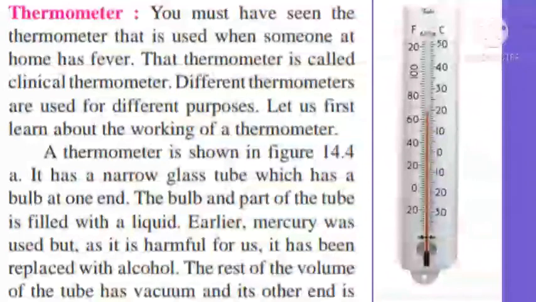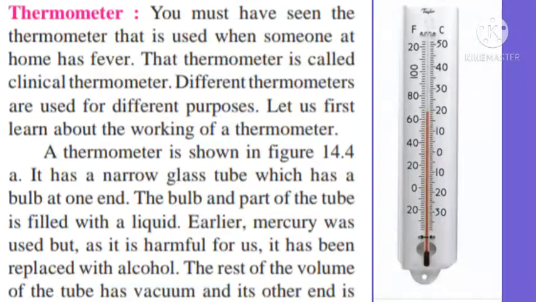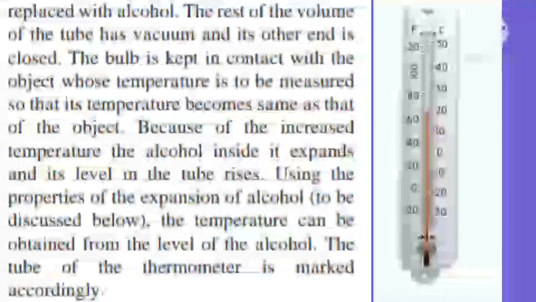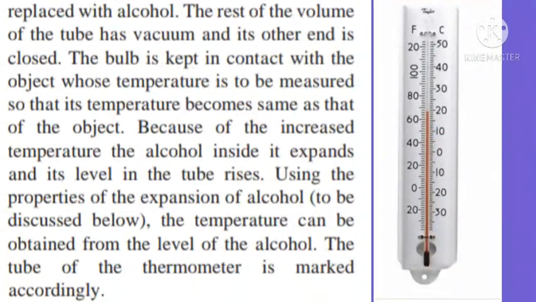It has a narrow glass tube which has a bulb at one end. The bulb and part of the tube are filled with a liquid. Earlier, mercury was used, but as it is harmful for us, it has been replaced with alcohol. The rest of the volume of the tube has vacuum and its other end is closed. The bulb is kept in contact with the object whose temperature is to be measured, so that its temperature becomes the same as that of the object.